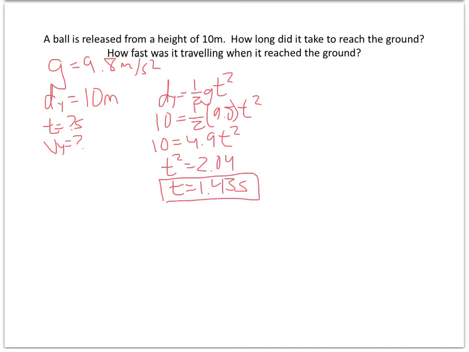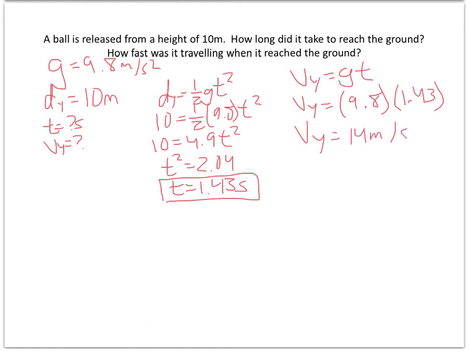Now that I know how long it took to reach the ground, I can find the final velocity at the bottom, and that's the formula Vy equals gt. So now plugging in that time variable, Vy equals 9.8 times time, which is 1.43. So Vy equals 14 meters per second.